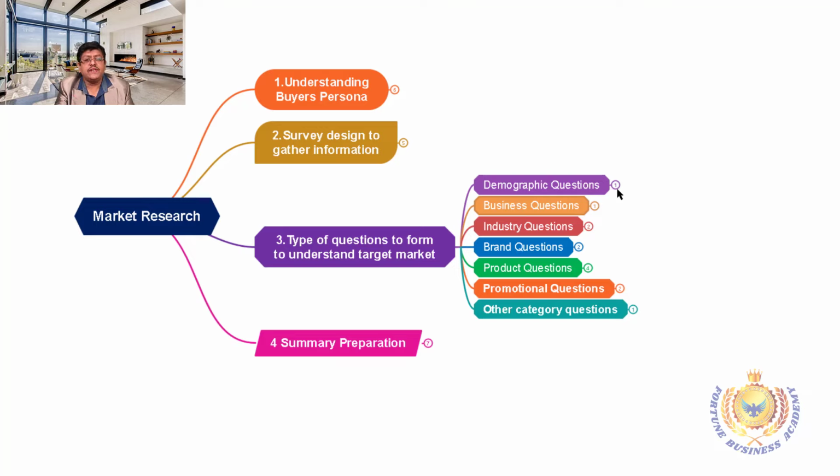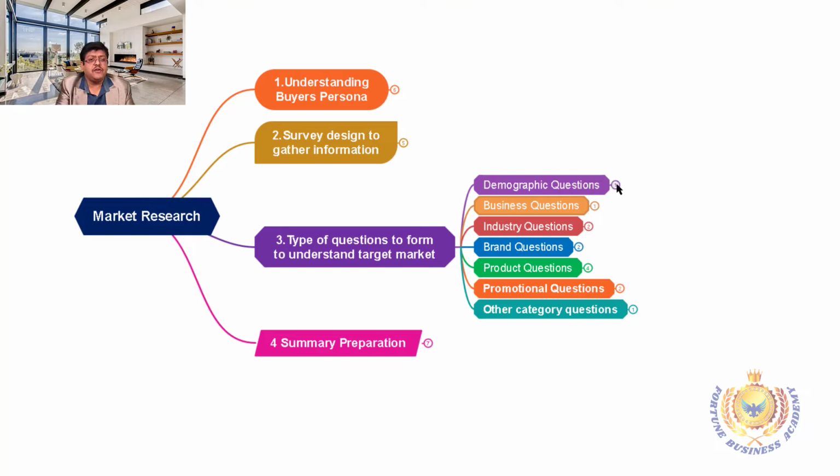First one, demographic questions: age, gender, income, whatever is required for your product and your target audience, you can gather that information. In most cases they won't disclose income, so keep it like 0 to 25k, 25 to 50k, 50 to 1 lakh per month. Or if you are planning for a year, 2 to 4 lakhs, 4 to 10 lakhs, and 10 lakhs to 20 lakhs. Accordingly, you can plan it.